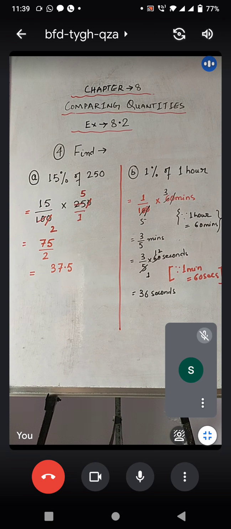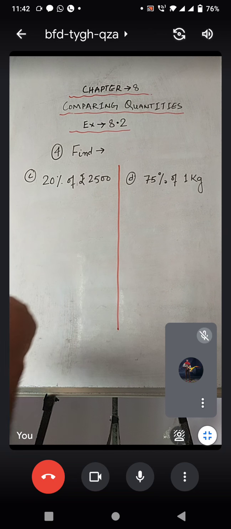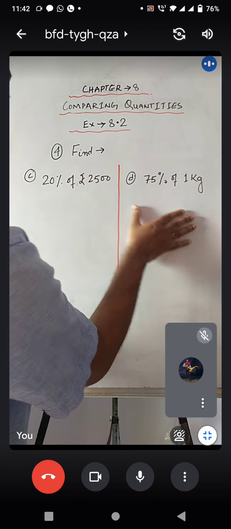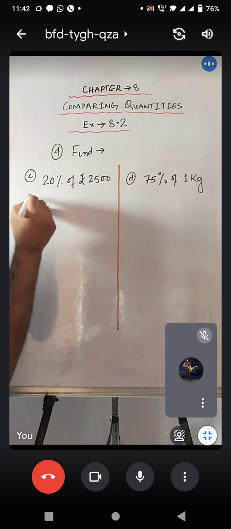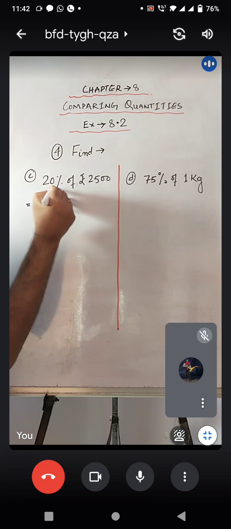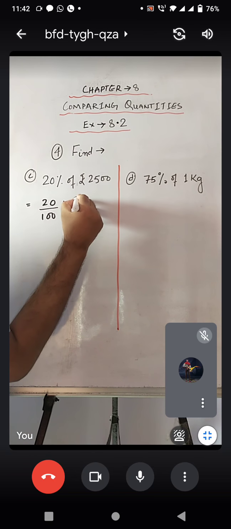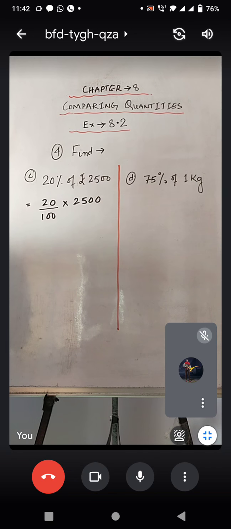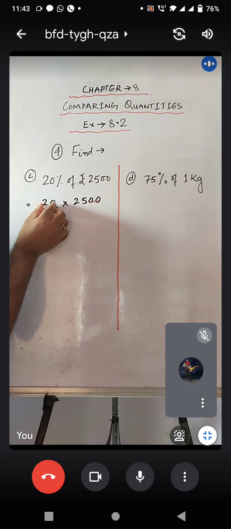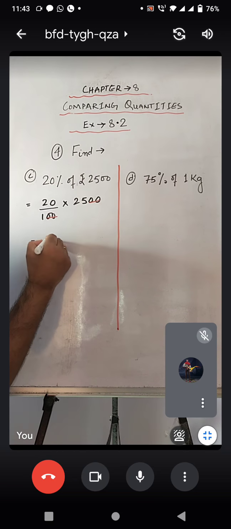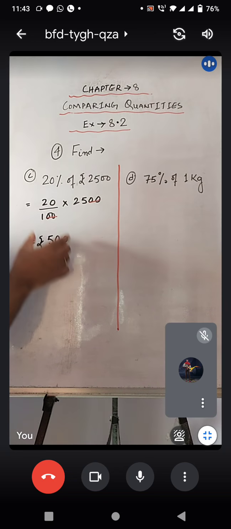Now let's move on to sum number C and D. I'm going to explain sum number C and D of question number 4. So we have to find 20% of rupees 2500. So on the next line we will write, in place of 20% we will write 20 by 100. In place of of we will write into 2500. Now we will reduce the zeros. Okay, now let's multiply this 20 and 25. So we will get rupees 500. Okay, so this is the required answer of sum number C.